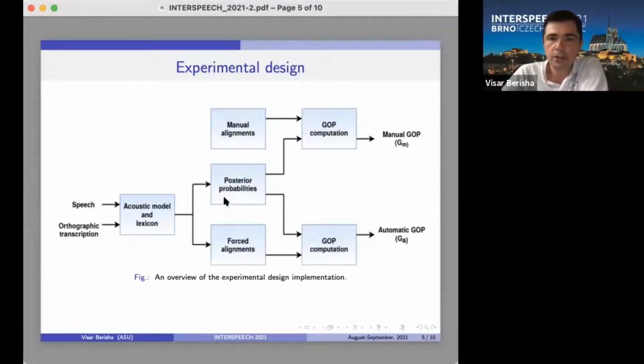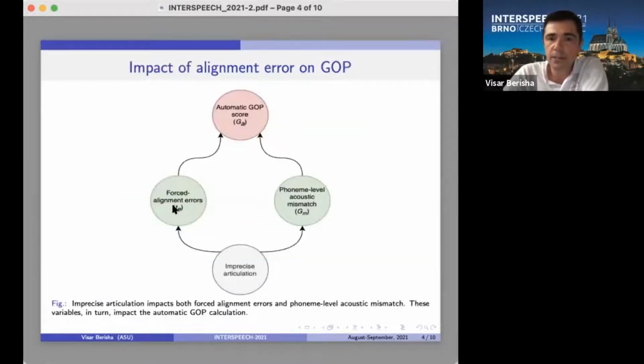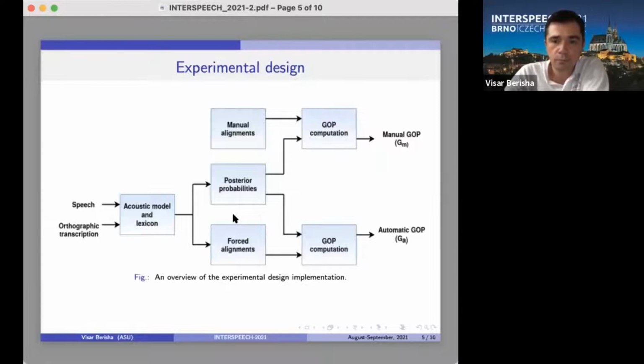In parallel, we also compute manual alignments. And so in this case, we're removing the first step, the forced alignment step, with gold standard provided by trained experts, and compute the GOP. This allows us to isolate just the acoustic mismatch and to remove the impact of any forced alignment errors, because there's no forced alignment errors down this path. And so we have the manual GOP. So the automatic GOP and the manual GOP, and we can look at the difference between the manual alignment and the forced alignment to calculate that third variable TE here in this diagram.